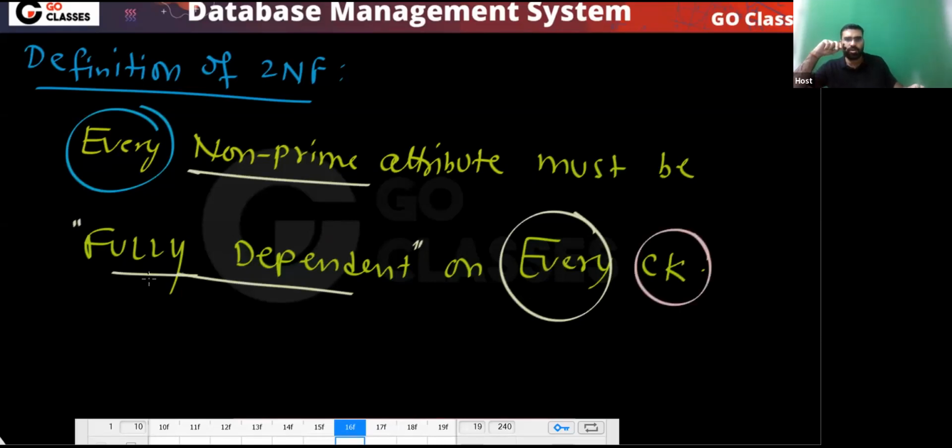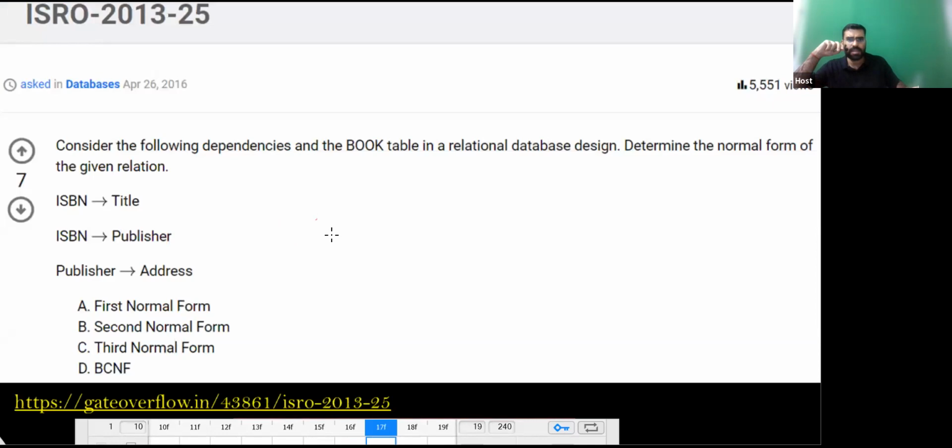Is this clear? So you can notice this 2NF is based on the definition of full dependency, partial dependency. So this is the definition of 2NF: every non-prime attribute must be fully dependent on every candidate key. Now let's see the next question. This is an ISRO 2013 question.